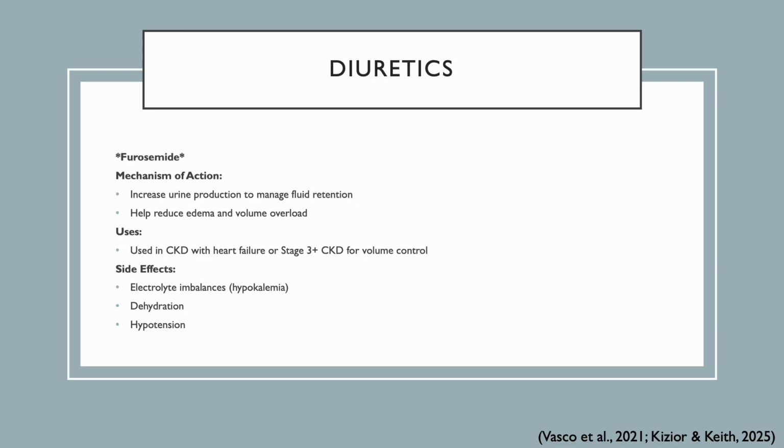Then finally, we have the diuretics. Diuretics like furosemide work by increasing urine production, which helps eliminate excess fluid from the body. This is especially important in CKD patients who may develop fluid retention and edema, which can worsen their condition. Diuretics are often used in CKD patients who also have heart failure or those with stage 3 or higher CKD, as they help manage volume overload, a common issue.